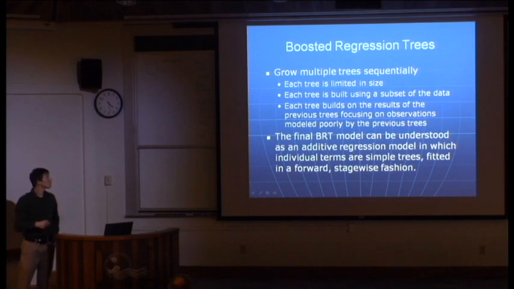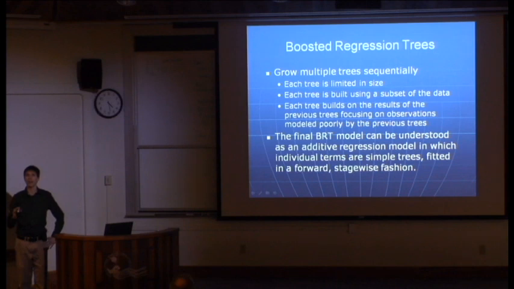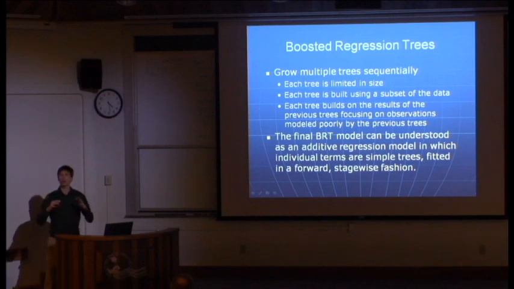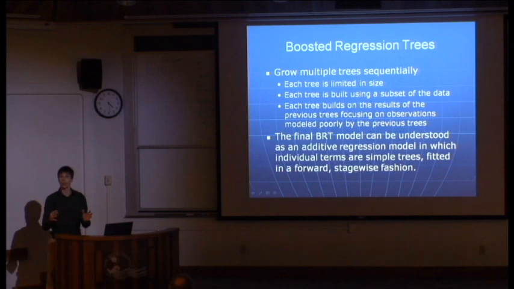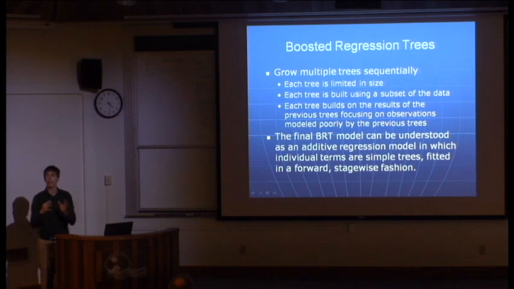Well, what you do is you basically grow multiple trees sequentially. Each tree is limited in size. You say my tree can have up to 5 splits, let's say. And each tree is built using a subset of the data. You don't use the entire data set. You might use 50% of the data set or something to build the tree. And this is where the stochasticity comes in. You're not using all the data for each step.